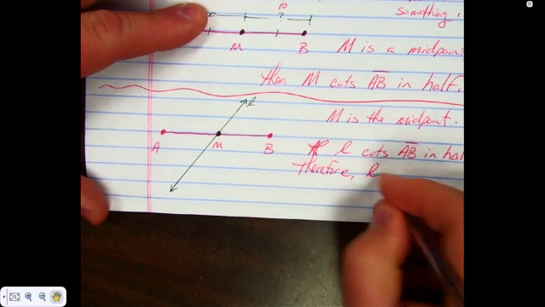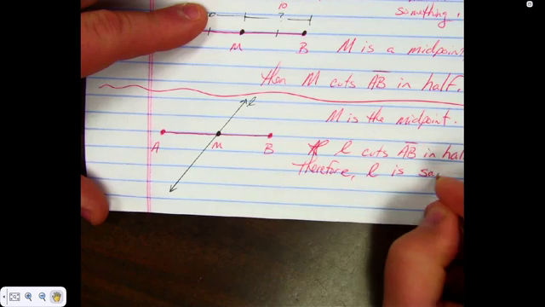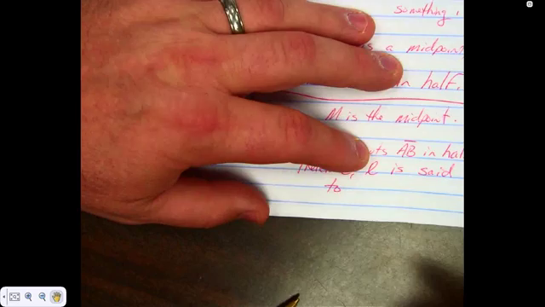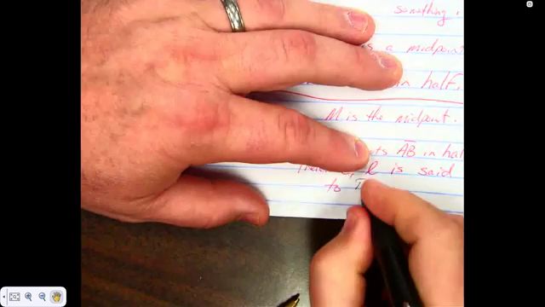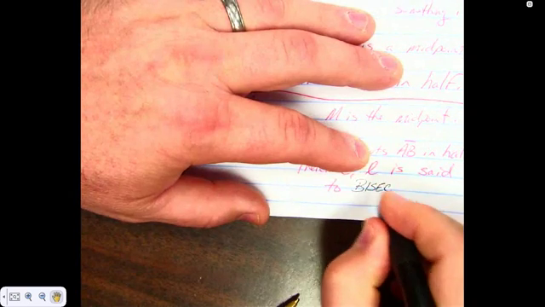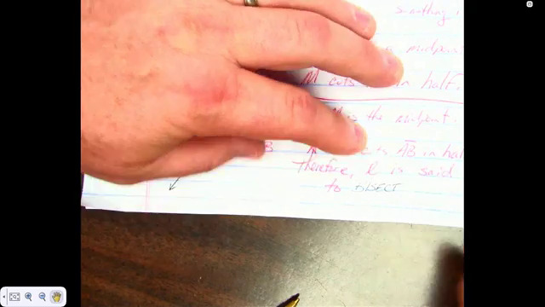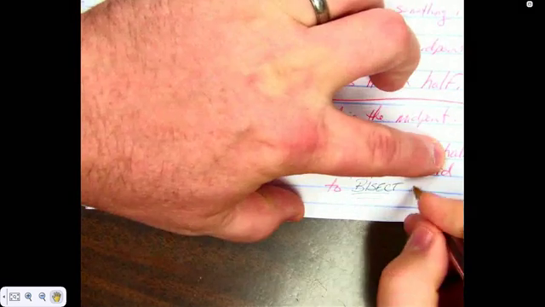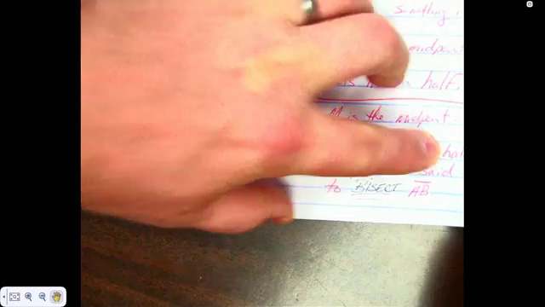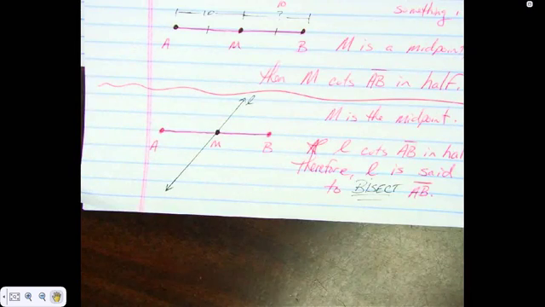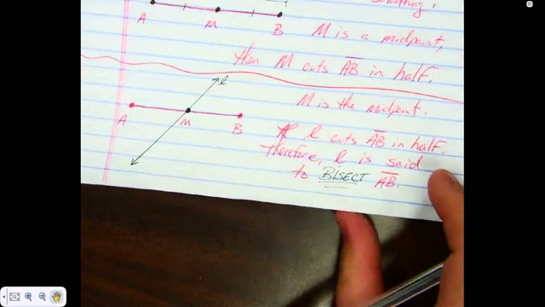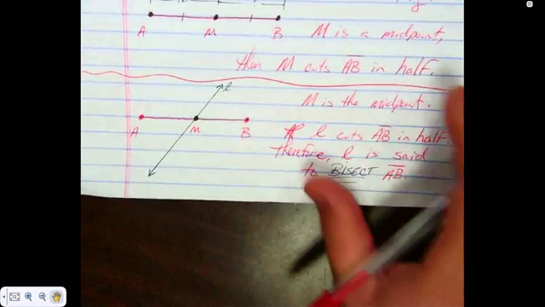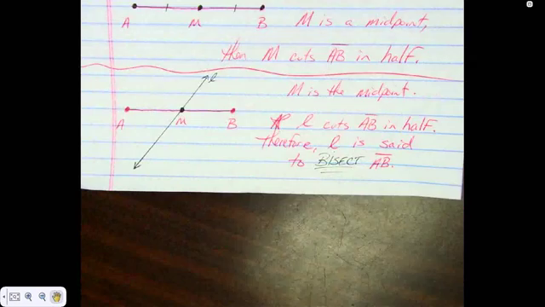Therefore, L is said to, here's the new word, bisect AB. So when they say something bisects something, what are they saying? Cuts it in half. Okay?